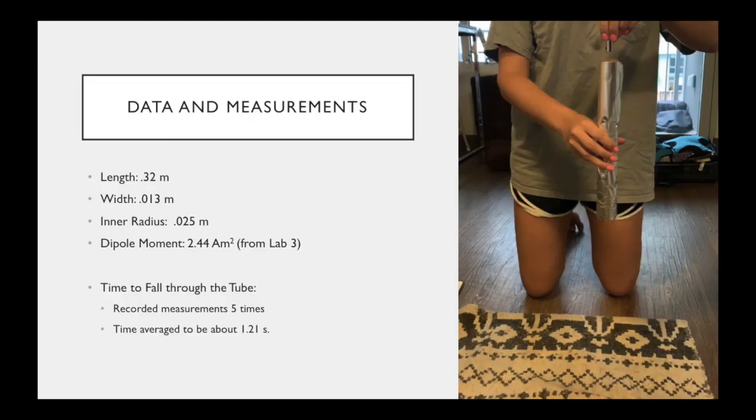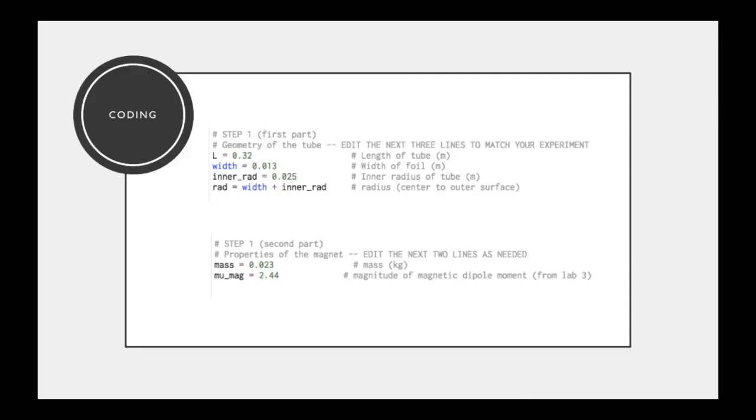The length of the aluminum tube was 0.32 meters. The width of the tube was 0.013 meters. The inner radius was 0.025 meters, and the dipole moment, which was found during an earlier lab, was found to be 2.44. After the measurements were recorded 5 times, the average time was found to be about 1.21 seconds.